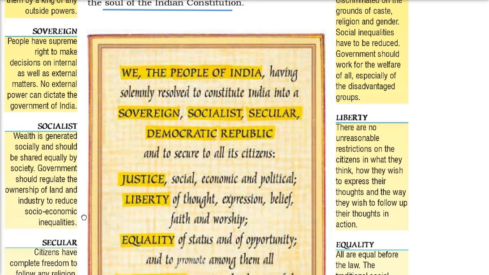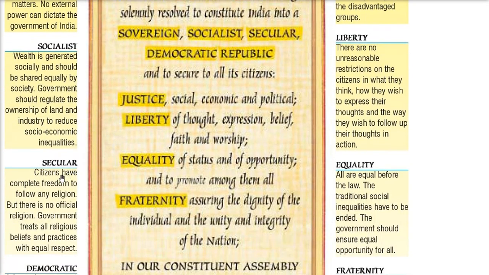Then comes the secular. This is a very important part. The citizens have complete freedom to follow any religion: Hindu, Muslim, Sikh, Christian, any religion. But there is no official religion as a state of India. Government treats all religious beliefs and practices with equal respect.